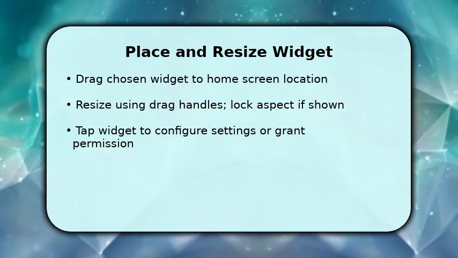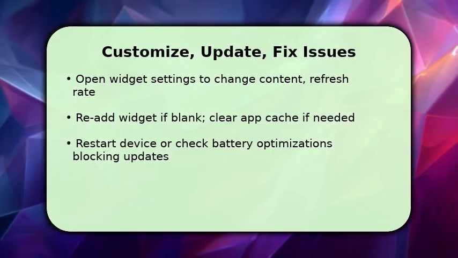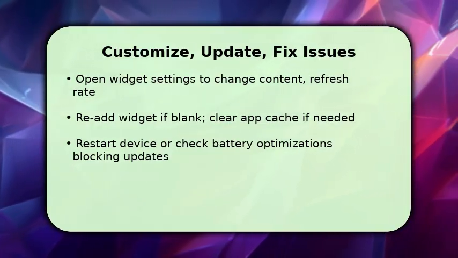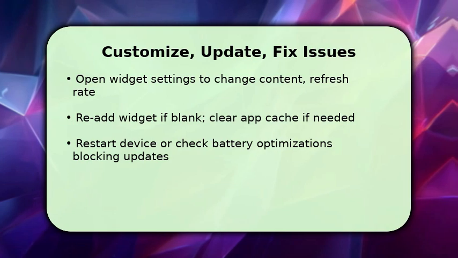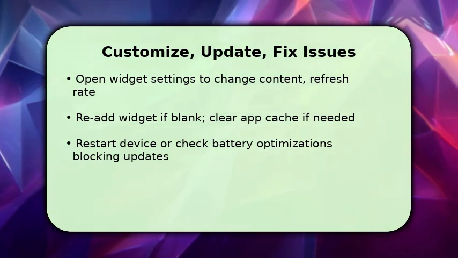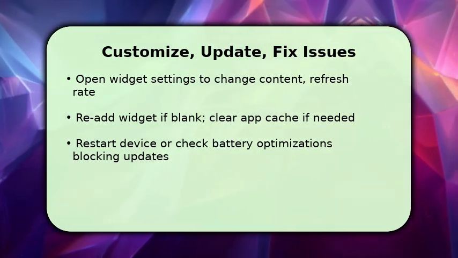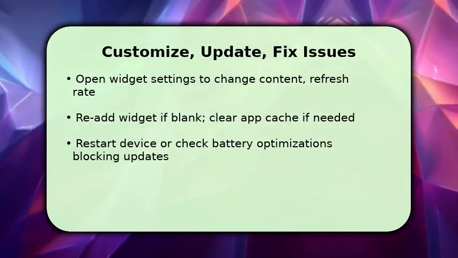You finalize by tailoring the widget's content and refresh rate in its settings. Choose shorter intervals for live updates or longer to save battery. If the widget stays blank, remove and re-add it, then clear the app cache. This often fixes stale content. If updates still fail, check battery optimization and background data settings for the app.